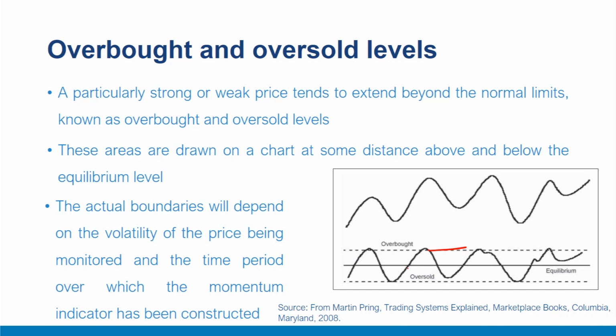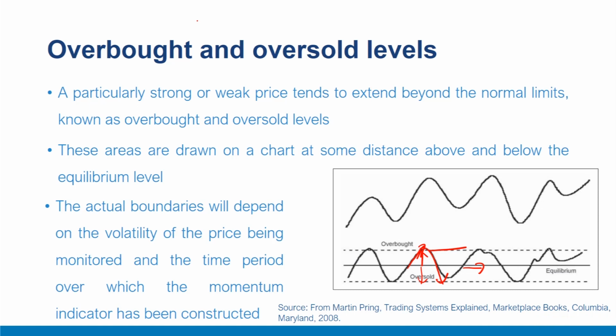We can see that from one end at overbought to the other end which is oversold. These areas are drawn on a chart at some distance. The overbought is some distance above and the oversold is some distance below the equilibrium level, as shown in the figure here. The actual boundaries will depend on the volatility of the price being monitored and the time period over which the momentum indicator has been constructed.